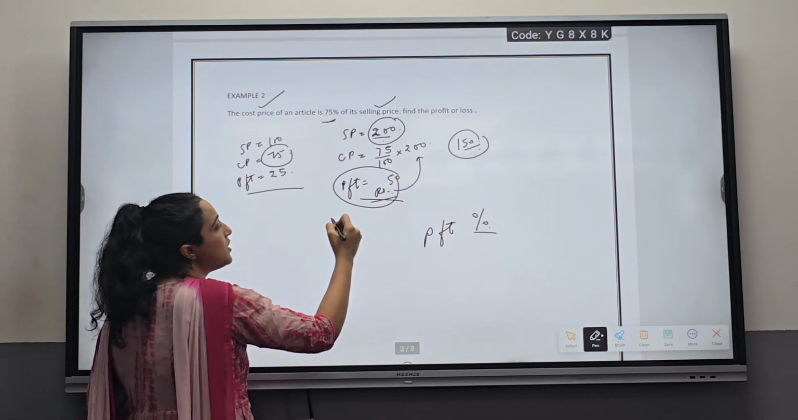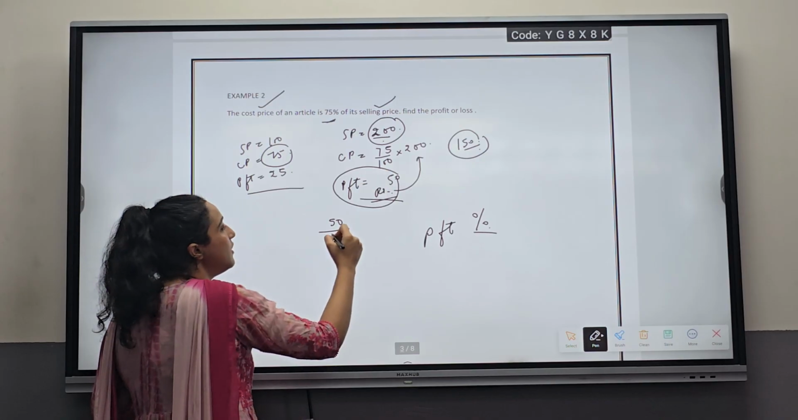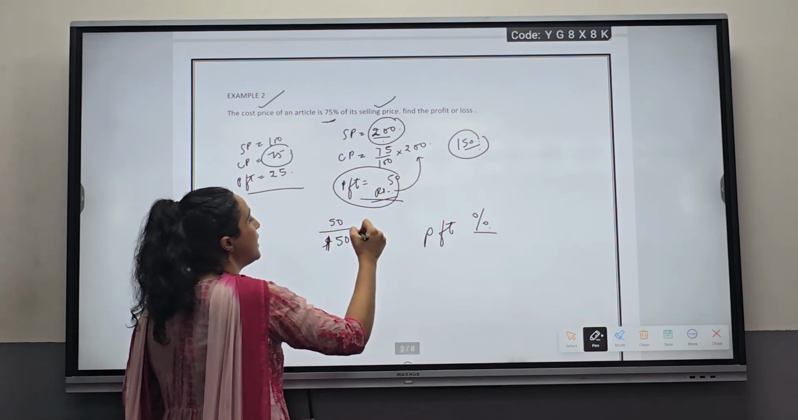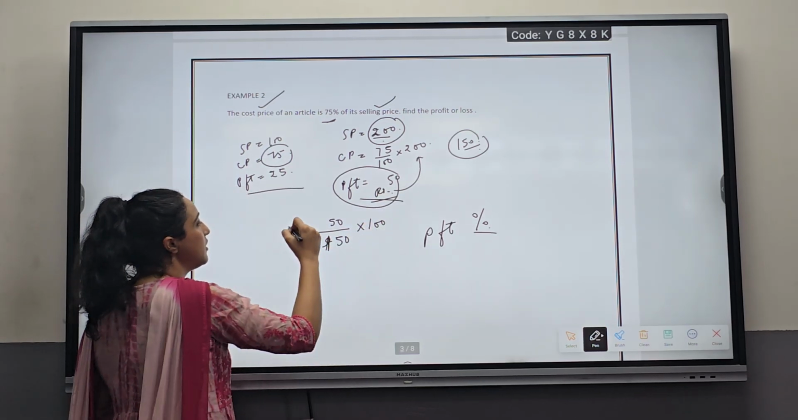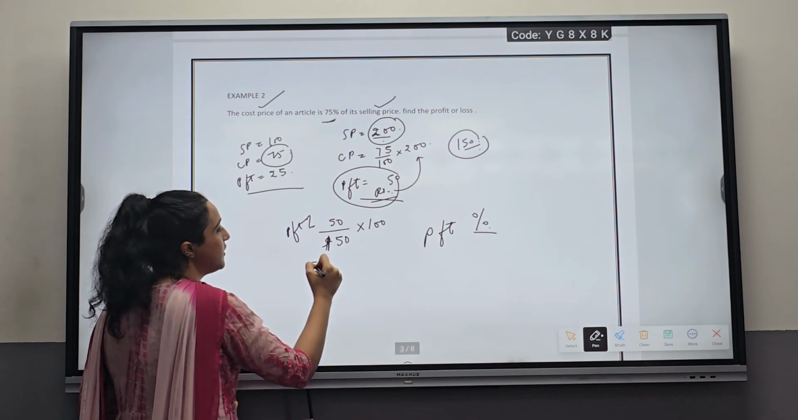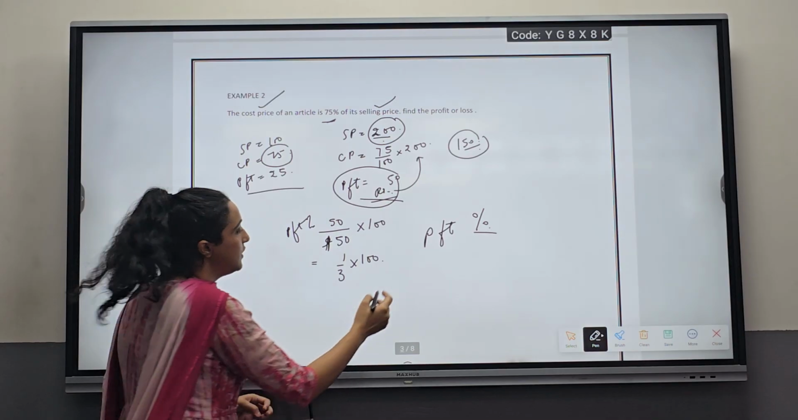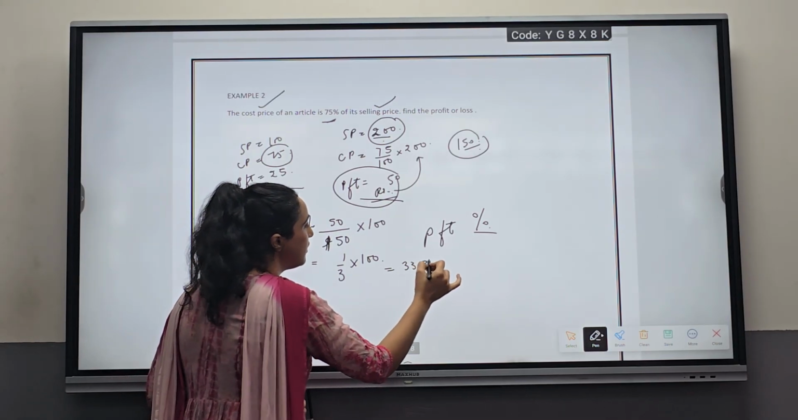Here profit percentage will be 50 divided by this. Cost price was 150 multiplied by 100. So here also profit percentage will be 1/3 of 100. Okay. So this means this will be 33.33.